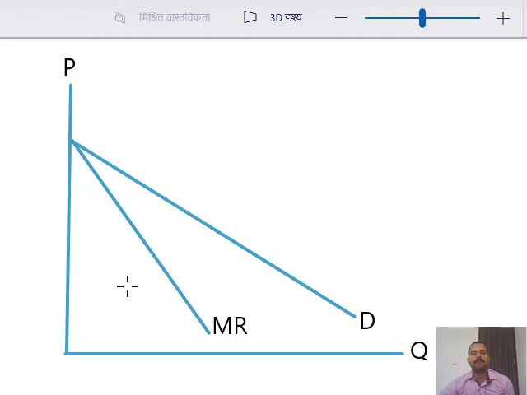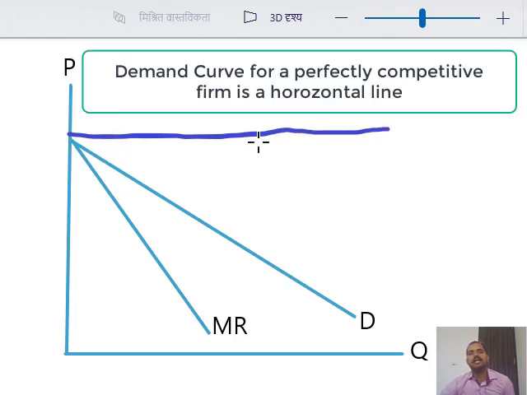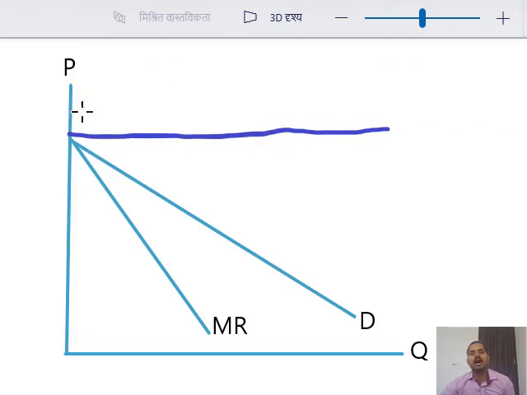This is the demand curve and the marginal revenue curve for a monopolist. As you can see, the demand curve of a monopolist is always downward sloping, because you know that the demand curve of a perfectly competitive firm is a straight line. He cannot charge a higher or lower price, because if he charges a higher price then he will not be able to sell any of his commodity, as there are other firms available to sell at a lower price.